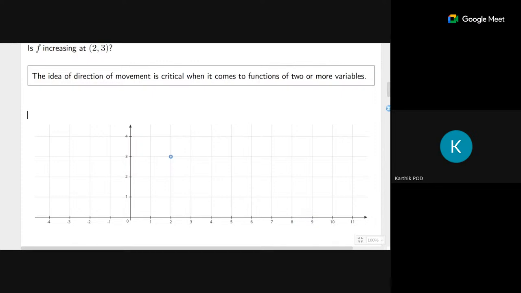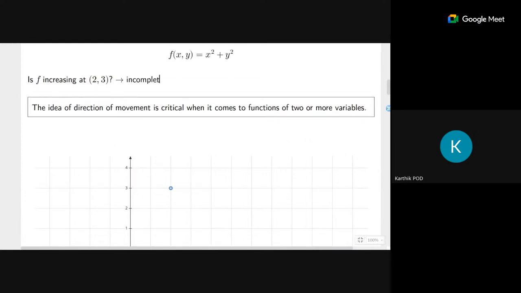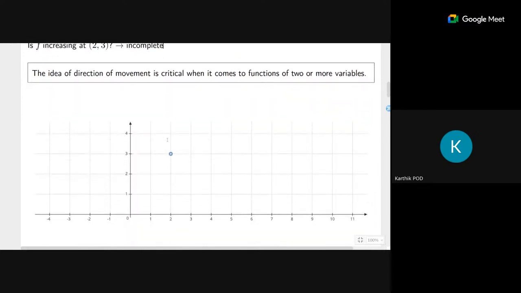Sorry. At the point (2, 3), we are trying to ask the question: does the function increase or not? What I'm claiming is that it's an incomplete question, because you have not specified in which direction you are looking. Always remember, your domain is R2. We are looking at the domain and this point (2, 3). The function is stretching over the top of the board or the laptop screen, and depending on which direction you are looking at, the behavior will change.